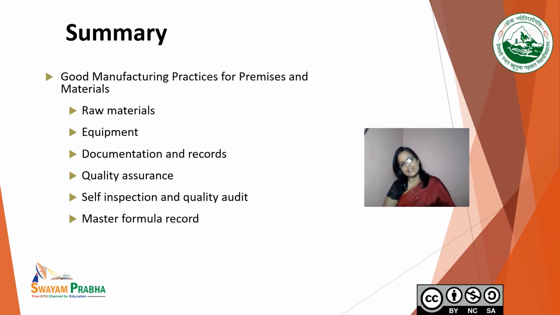Now let us summarize this module. So dear students, in GMP part 2, we discussed the good manufacturing requirements for premises as well as materials, including raw material, equipment, documentation, records, quality control, master formula record and product recall, and also self-inspection and quality audit. So all these things we discussed. Just go through this module, and I hope you will understand the good manufacturing guidelines relating to these topics. So that's all for this module.